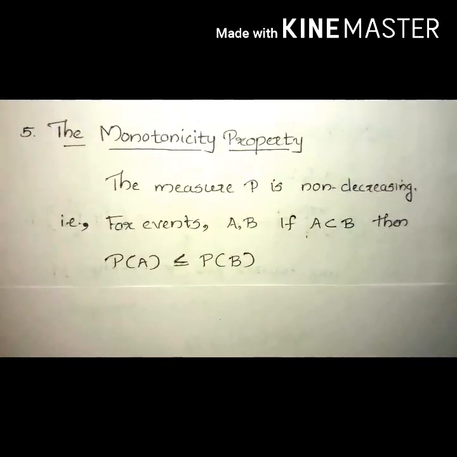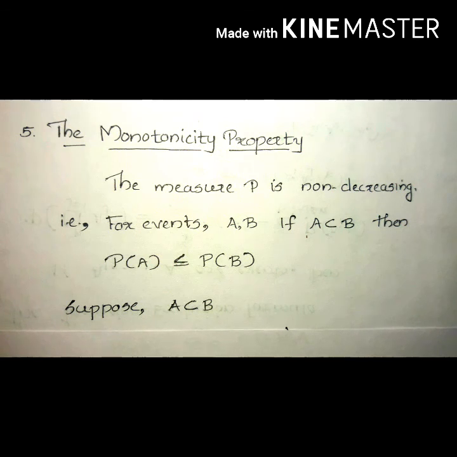Next property is the monotonicity property. It is the measure P is non-decreasing. That is, for events A, B, if A is a subset of B, then P of A is less than or equal to P of B. For this, we suppose that A is a subset of B.